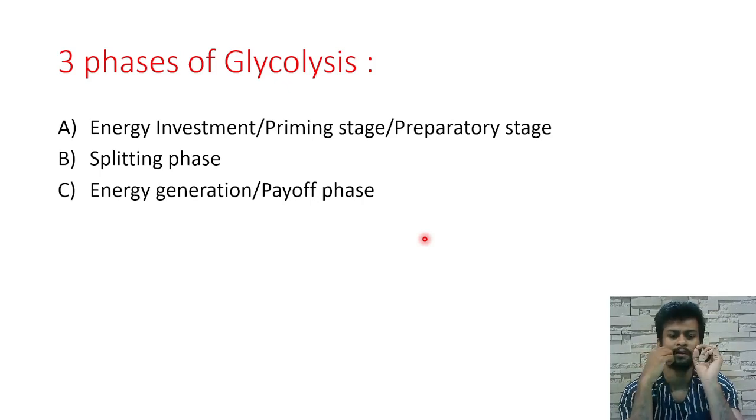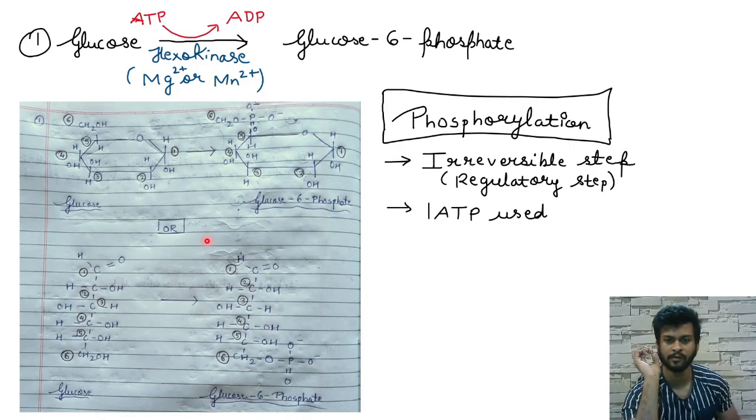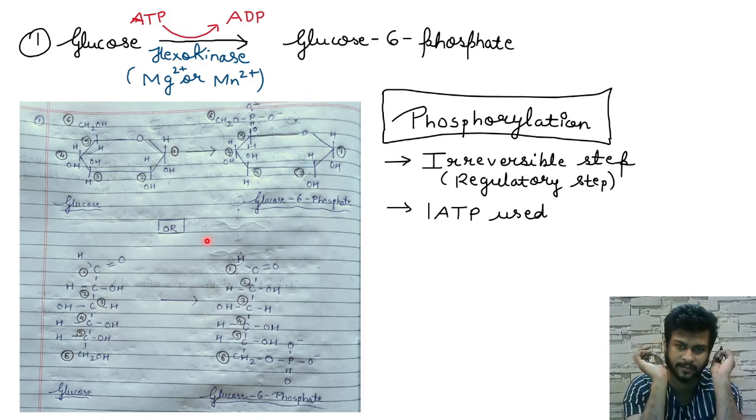We will study that when we actually look at that slide. The next phase is the energy generation or payoff phase. As the name suggests, energy generation means there will be production of ATP. So now we will start the glycolysis steps one by one.